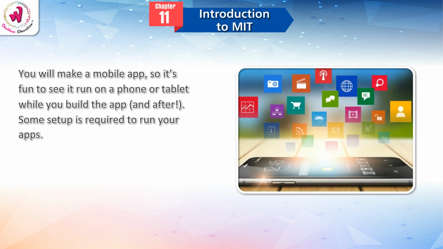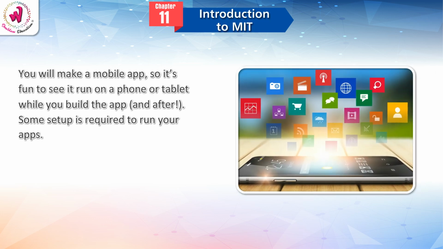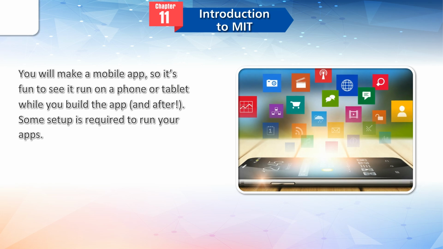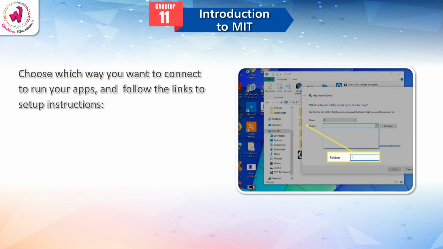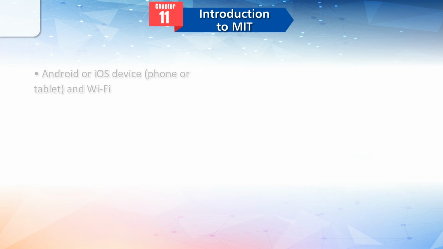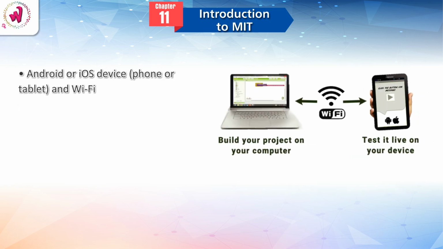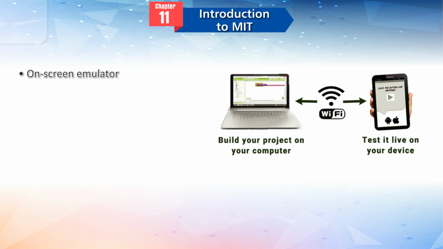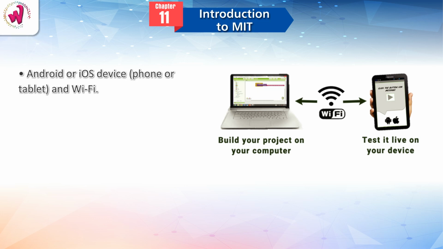You will make a mobile app, so it's fun to see it run on a phone or tablet while you build the app. Some setup is required to run your apps. Choose which way you want to connect to run your apps and follow the links to the setup instructions: Android or iOS device, phone or tablet and Wi-Fi; Chromebook; Android device, phone or tablet and a USB cable; or on-screen emulator.